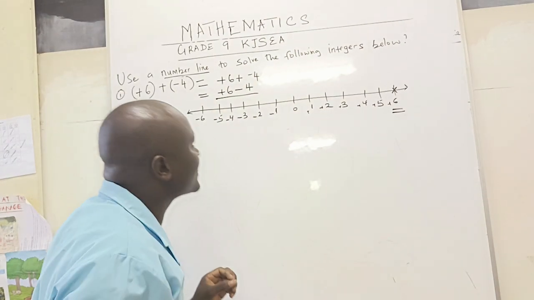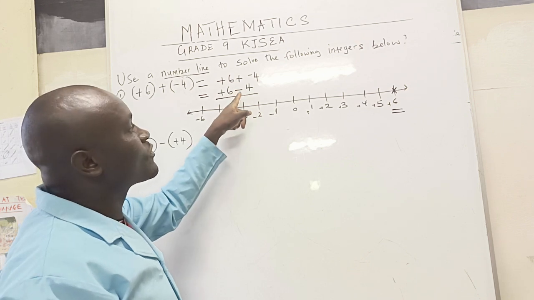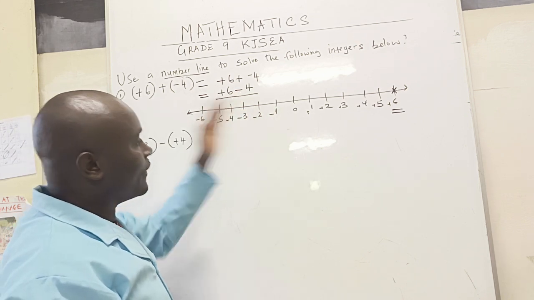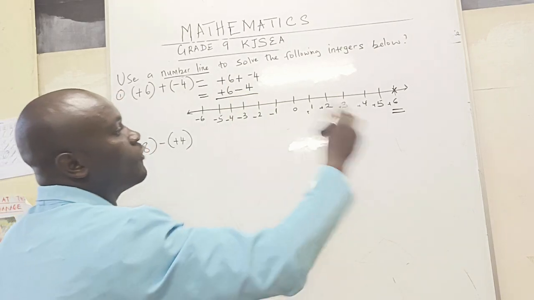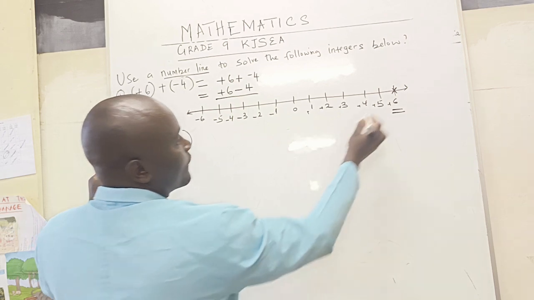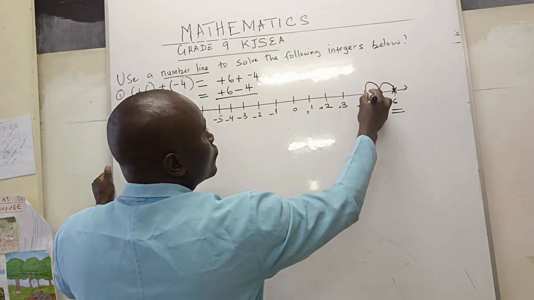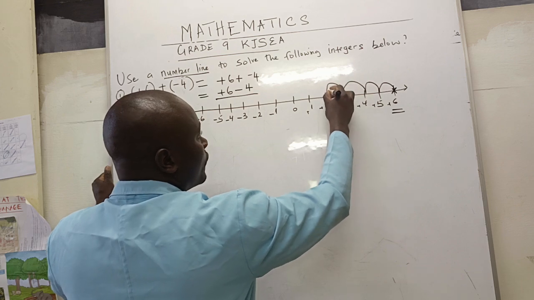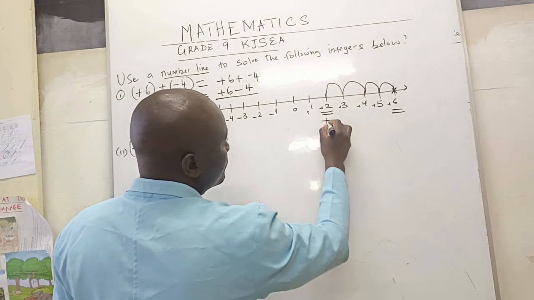Now I want to get the answer. How do you get the answer? Minus 4, I go to the left. Plus 4, I go to the right. Our question is minus 4, so I go to the left. So I'll come here and say this will be 1, 2, 3, 4. And this becomes my answer. So my answer here is positive 2.